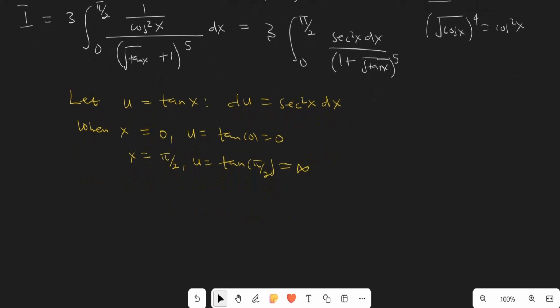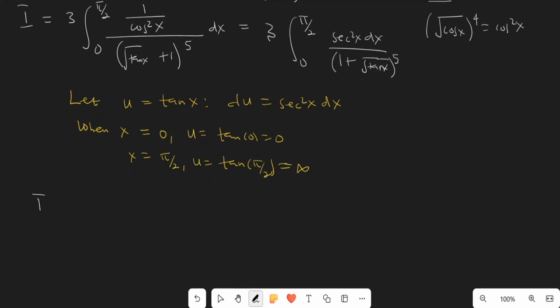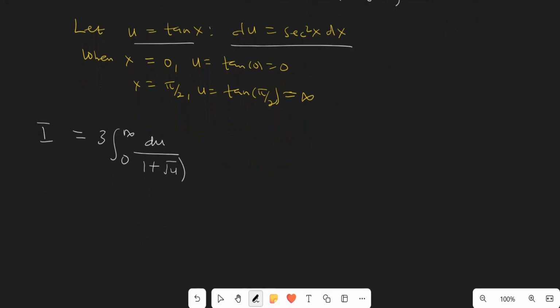So we can now take our integral from the x world into the u world. So I is going to be 3 times the integral from 0 to infinity now of secant square x dx, which is du, divided by 1 plus the square root of tan of x, and tan of x is u, so 1 plus the square root of u. I was going ahead of myself. Raised to the power 5.